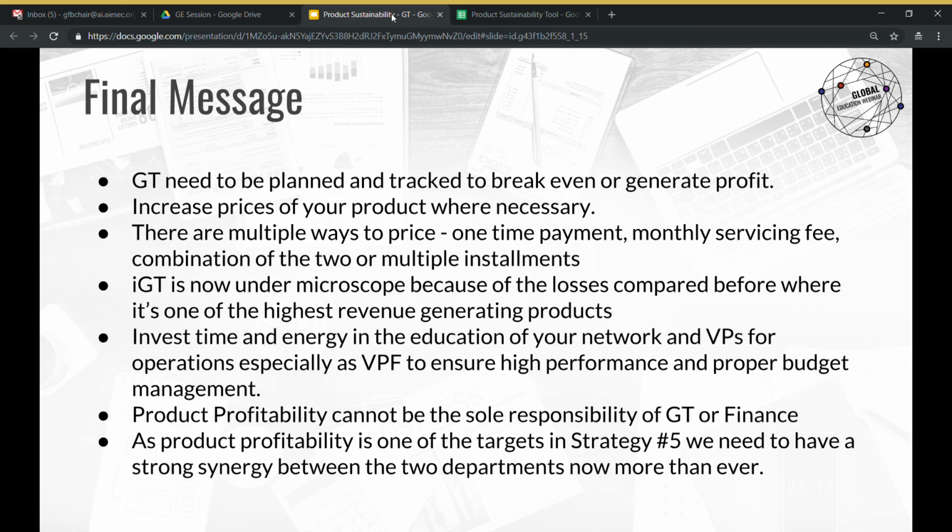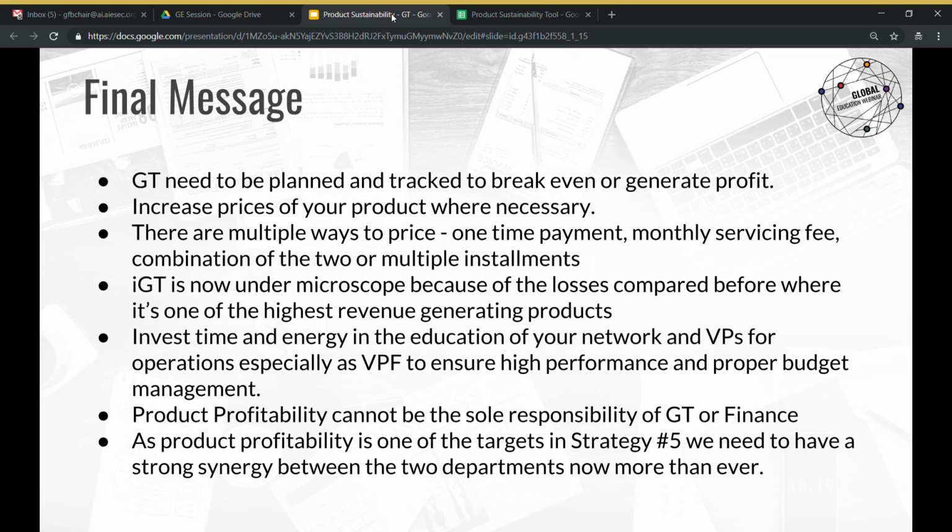And with that, let's have a final message. So GT needs to be planned and tracked to break even or generate profit. Increase prices of your product, of your entity, when necessary. There are multiple ways to price: one-time payment, multi-servicing fee, a combination of the two, or multiple installments.